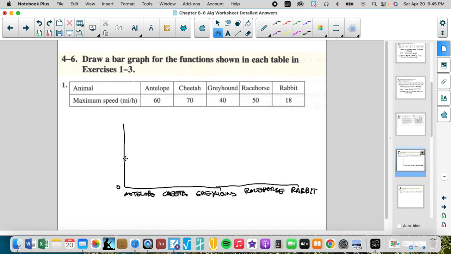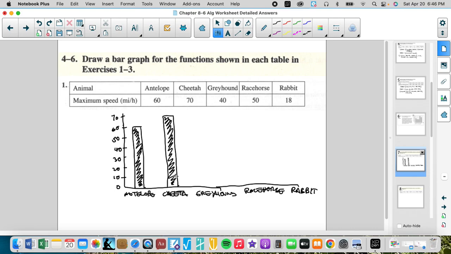And this is going to be 0. We got to go up to 70. So we'll go by increments of 10: 10, 20, 30, 40, 50, 60, 70. So that's 70, 60, 50, 40, 30, 20, 10. Antelope was 60. So antelope's going to look like that. And cheetah is going to be 70. So that's going to go up to the 70 mark. Scribble it in. Thank goodness I have this. Greyhound is 40. So greyhound's going to be about there.